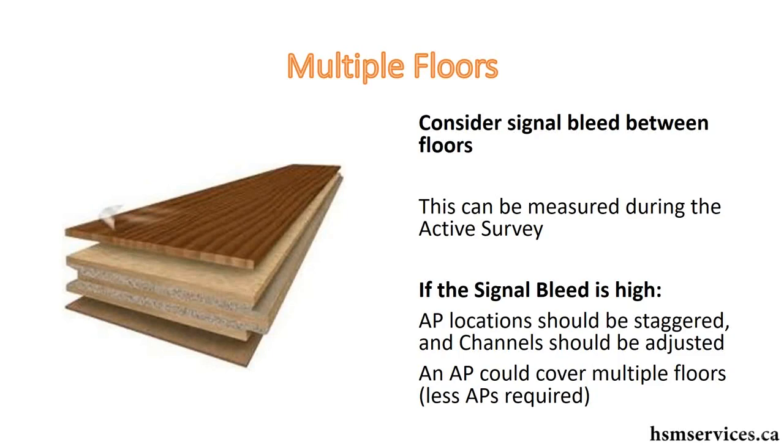Another design consideration you need to think about is when you have several floors in a building, then you have signal bleed between the floors, and you can measure signal bleed during an active survey. And if it's a high signal bleed, then you need to stagger access points, because you don't necessarily need as many access points as you thought you did.